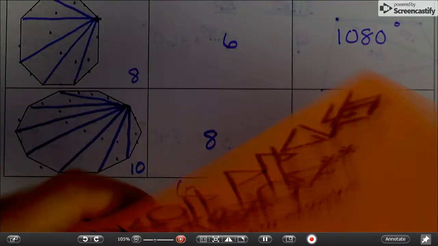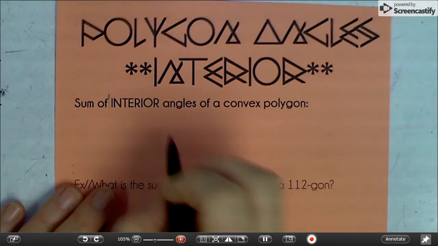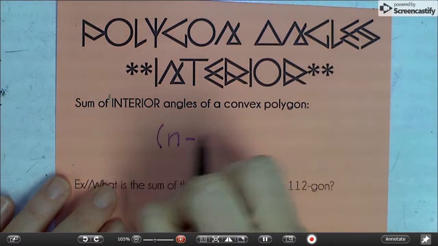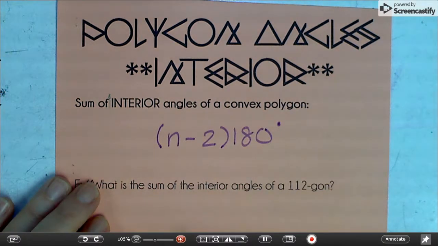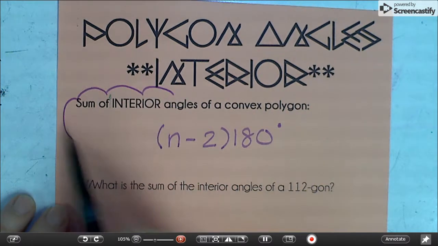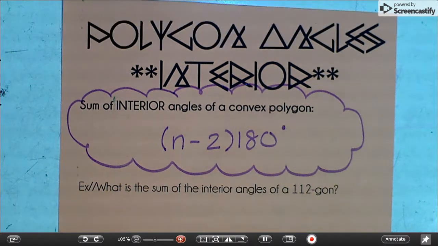All right, so take out this paper if you have it, and we're just going to write that right here. The sum of the interior angles of a convex polygon, meaning it doesn't have any dents in it, is n minus 2, number of sides minus 2, times 180 degrees. And it works just like this.